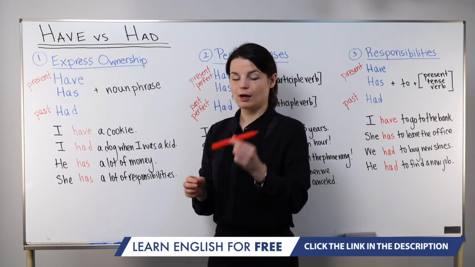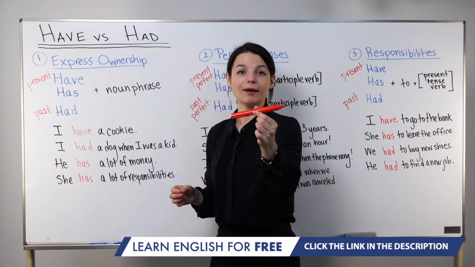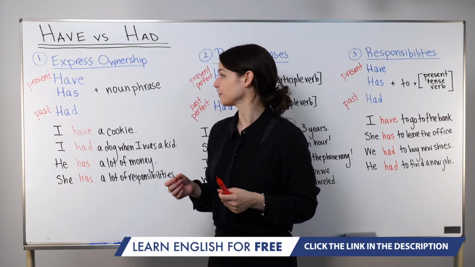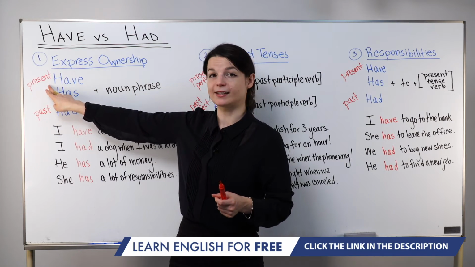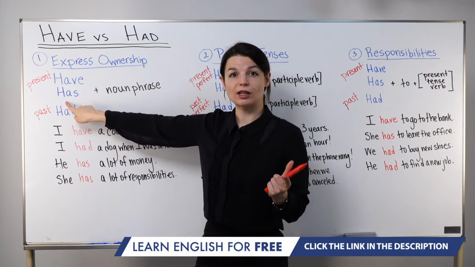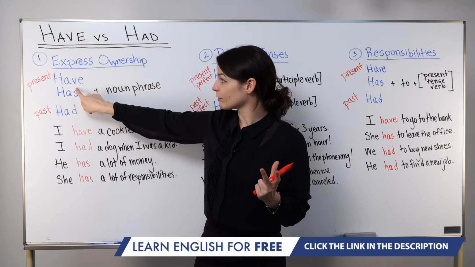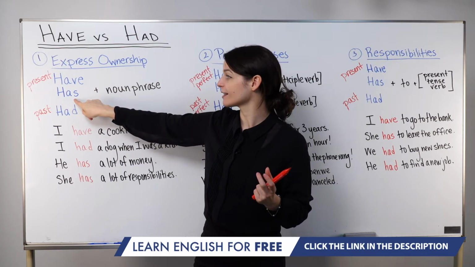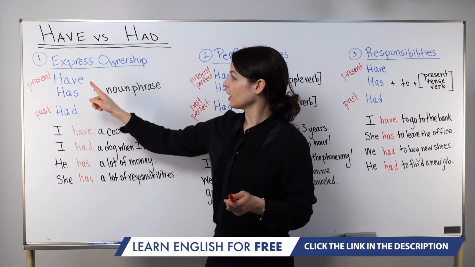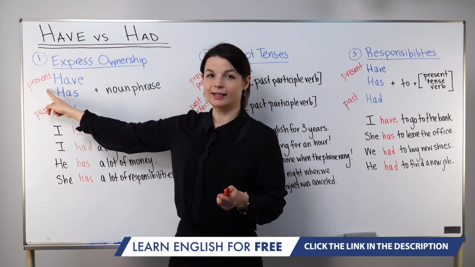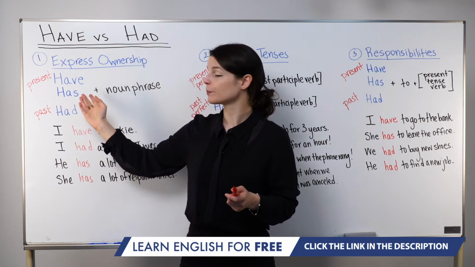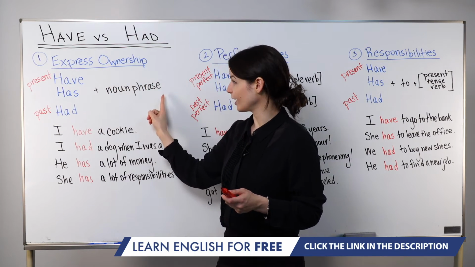So for example, marker is a noun phrase, a marker. So I have a marker is a very simple ownership expression. This is present tense, have. When the subject of the sentence is he, she, or it, we change the verb have to has. She has a marker, he has a marker. So keep in mind the subject of your sentence will change the way that you have to say the verb or spell the verb. So we follow it with a noun phrase.